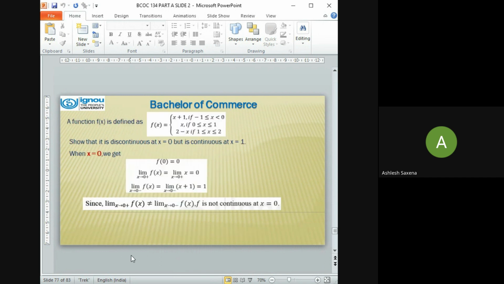Now we will see a problem. This is a problem: f(x) equal to. See how it is written. It is written in three steps. f(x) is equal to x plus 1 if minus 1 is less than x, less than 0; x, if 0 is less than or equal to x, less than or equal to 1; and 2 minus x, if 1 is less than or equal to x, less than or equal to 2.